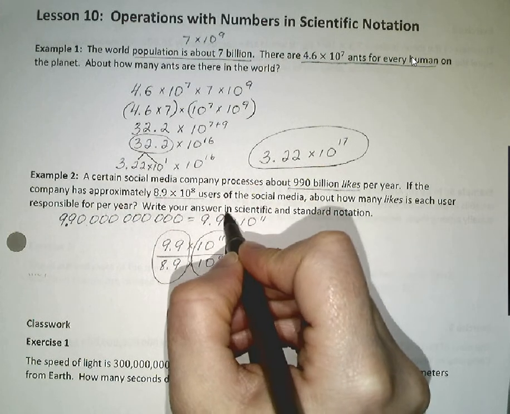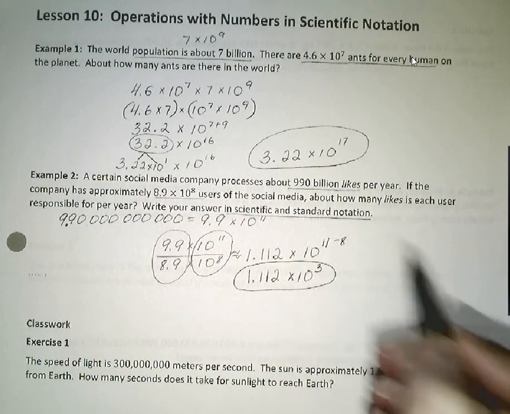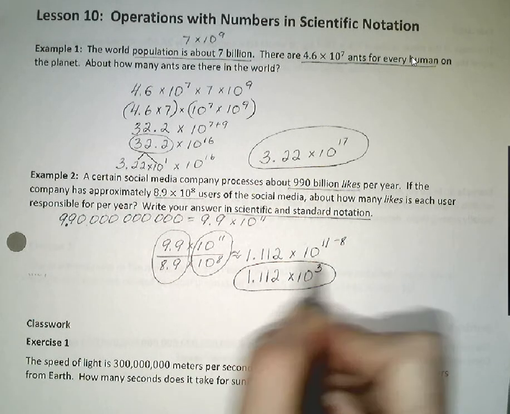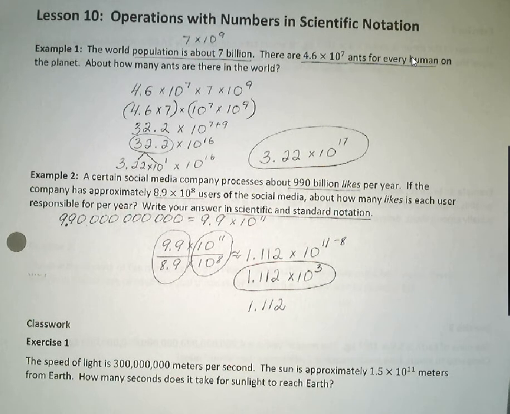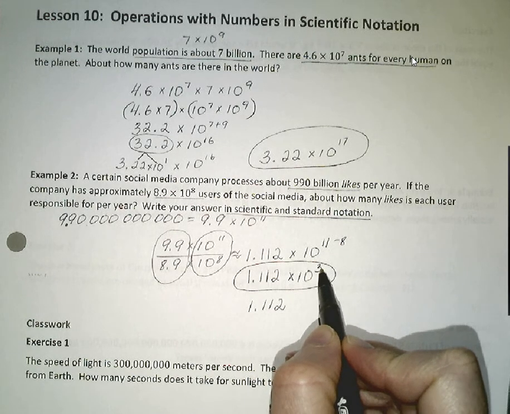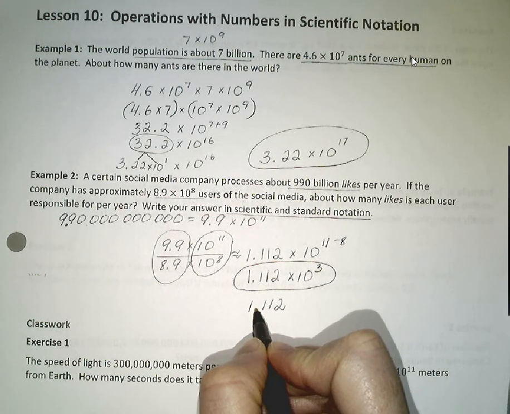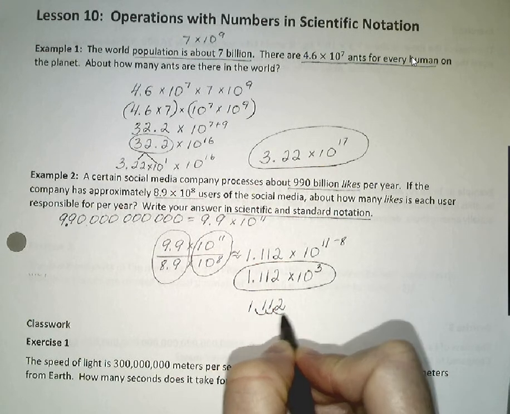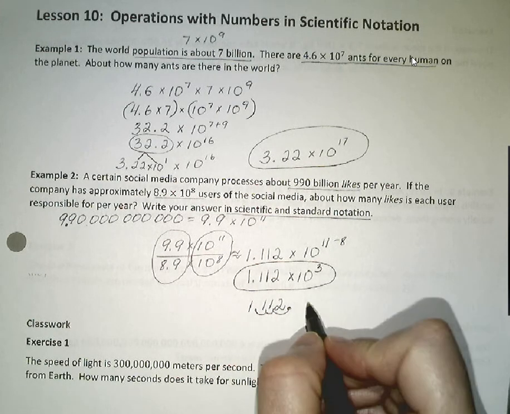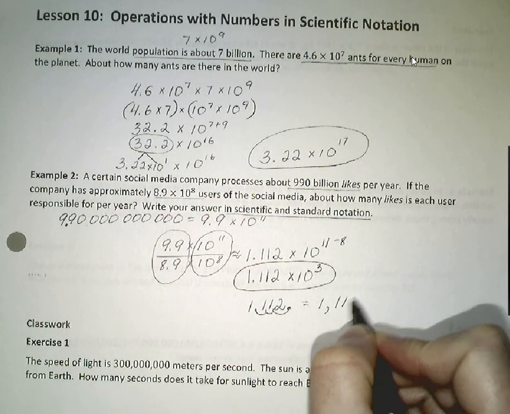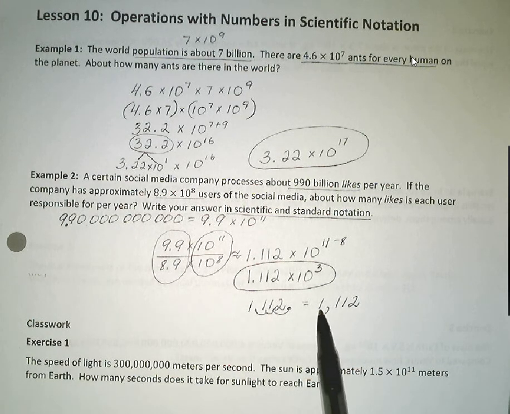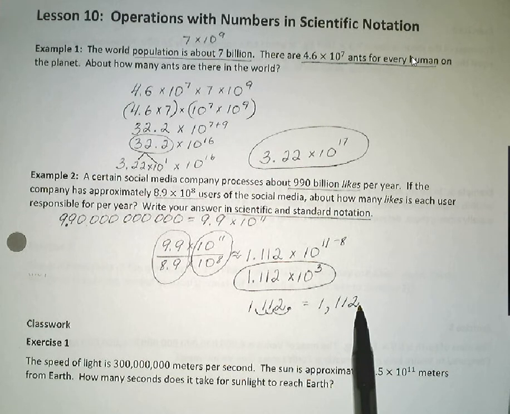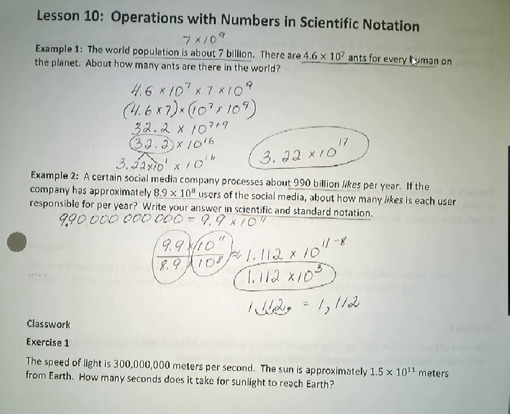But they also ask us to give the answer in scientific and standard form. So I need to change my number into standard form. So I have 1.112. And now since I'm multiplying by 10 to the third power, I'm moving my decimal, multiplying by 10, by 100, by thousands, 3 times to the right. So my answer is 1,112. So that means that each user is responsible for 1,112 likes per year. Okay? 2 answers here.